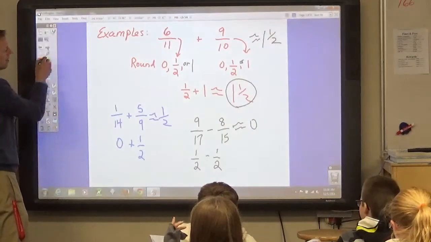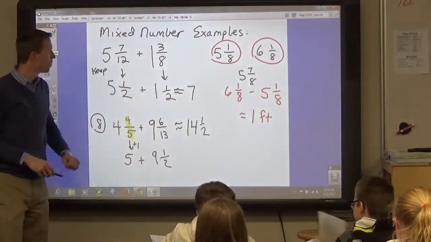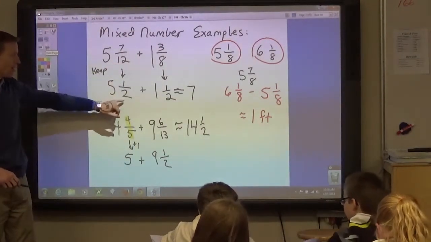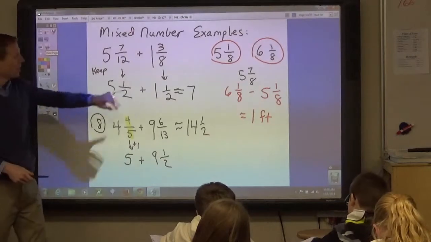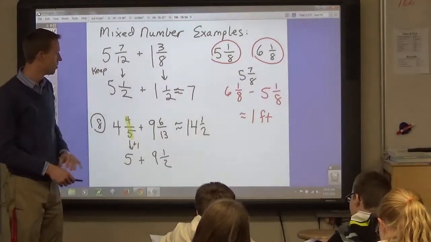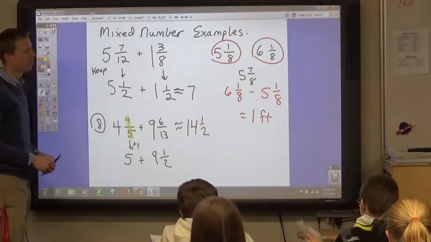Then the next lesson, we talked about mixed numbers. 5 and 7/12 is close to 5 1/2. 1 3/8 is close to 1 1/2. So we can add these to find the estimate. Okay?